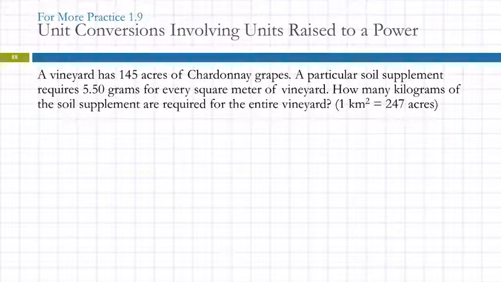Here's another one with more of a story. A vineyard has 145 acres of Chardonnay grapes. A particular soil supplement requires 5.50 grams for every square meter of vineyard. How many kilograms of the soil supplement are required for the entire vineyard? And we're given a factor here. 1 square kilometer equals 247 acres. Now that's practical, right? You need to put a supplement on your field and you've got to know how much.